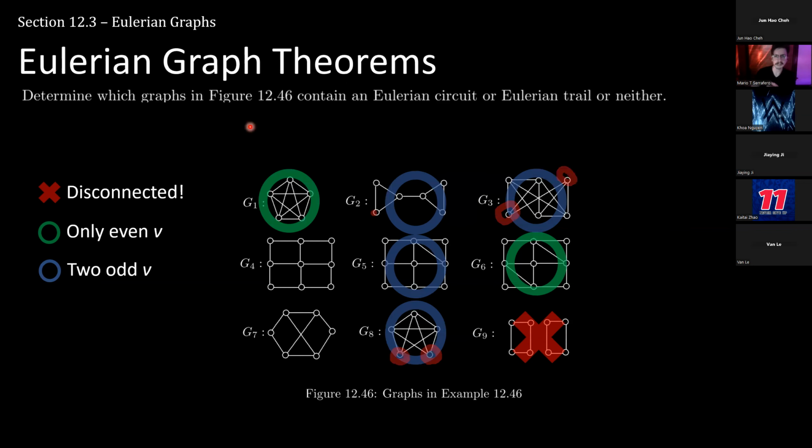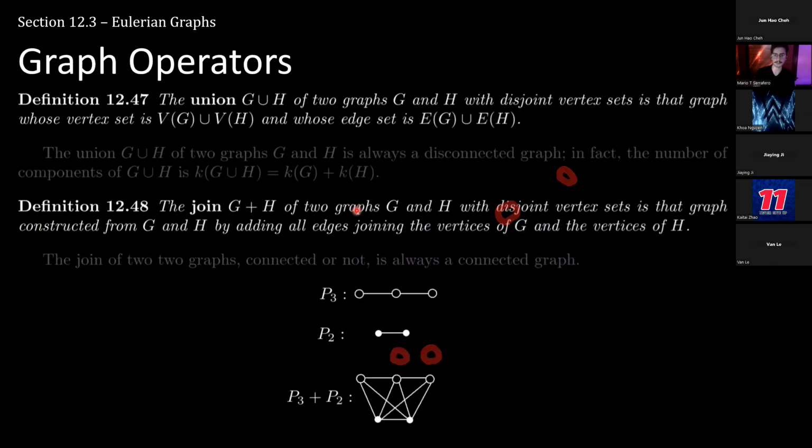Next slide. Wait, G5. Two odd vertices. Oh, duh. Sorry, guys. This one has 3, and this one has 3. Boom. Anyway, so these are all the ones, and you can see this very easily allows you to check and rule them out.